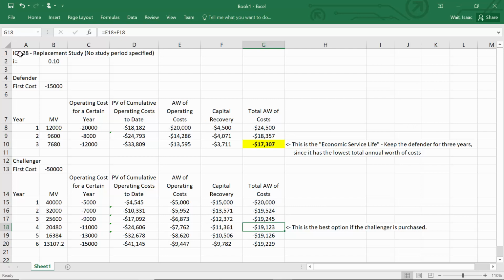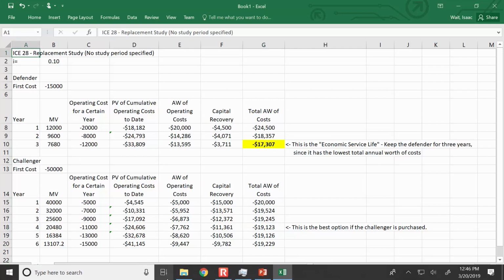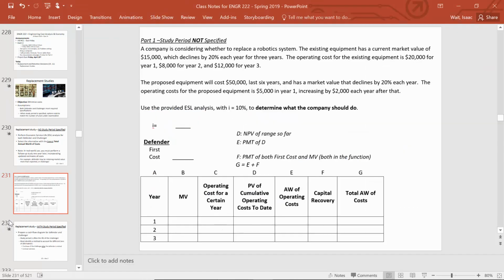Now this is an example where no study period is specified. We're out of time essentially. We've got 4 minutes for me to tell you about what I was going to have you do on the second problem. So take a look at the cash flow diagram, and I think you'll get an idea of what's happening in the second problem.